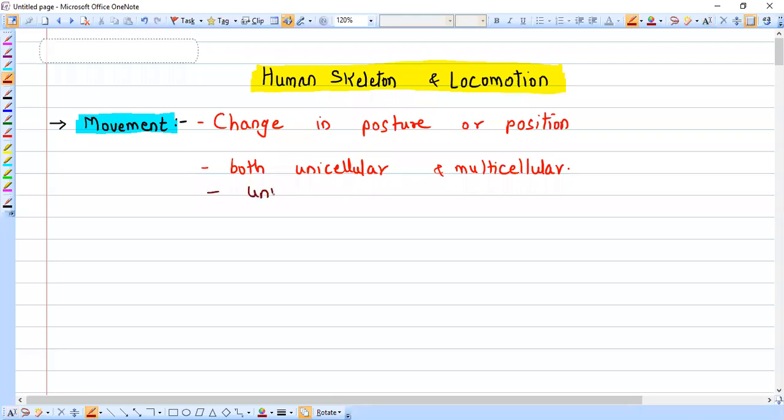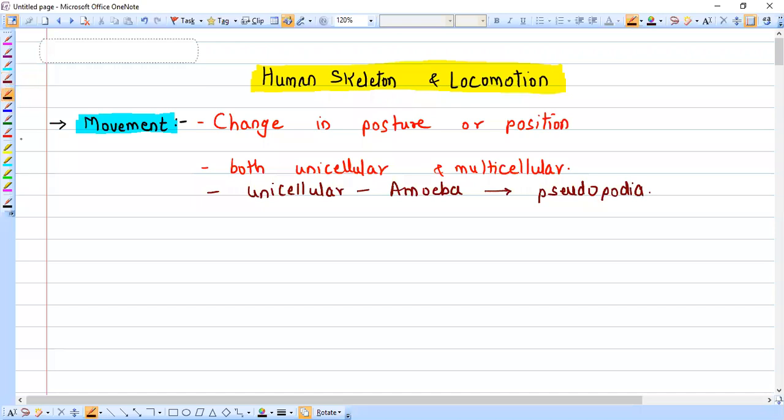When I talk about unicellular organisms, the animal that comes to my mind is amoeba. Amoeba is going to show movement and it does so with the help of pseudopodia. So pseudopodia is not an organ basically, it is a cytoplasmic projection that is helping in movement.